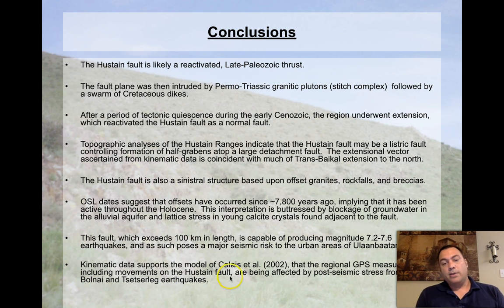supports the model of Eric Calais and his collaborators' 2002 paper that the regional GPS measurements, including the movements on the Hustain, are affected by post-seismic stress from the 1905 Bulnay earthquake and subsequent earthquakes. In fact, our data completely has the same vector. It's right on with what Calais found. He predicted this in 2002. Our 2006 data put it right on that trajectory. So this cannot be ignored.